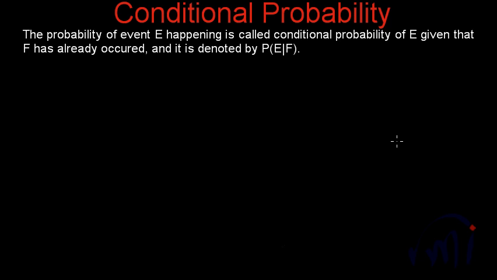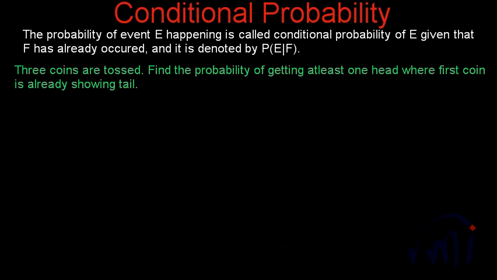Now let's understand what conditional probability is. To understand it better, we are going to solve a problem, and parallelly we will learn about conditional probability also. So let me note down one problem statement. The problem statement says 3 coins are tossed. Find the probability of getting at least one head where the first coin is already showing tail.